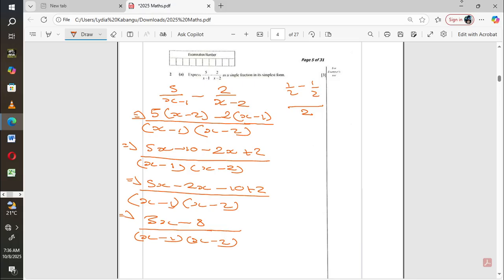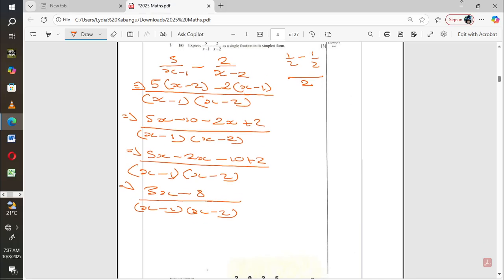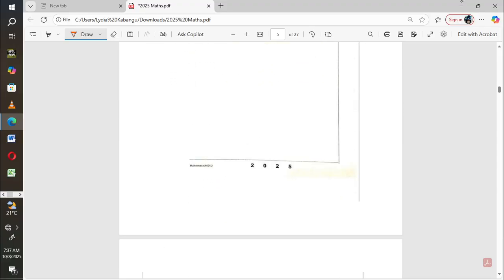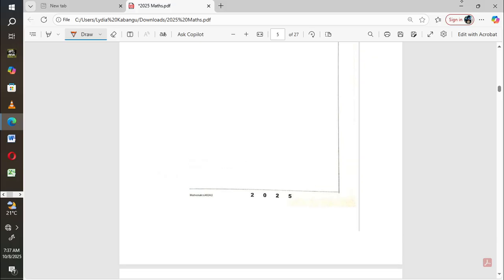Okay, from there now, we go to question 2b, sorry, not 3, but question 2b. Okay, so from question 2b, it says find the equation of a tangent to the curve. So this is the equation. Sorry, the paper is not clear.